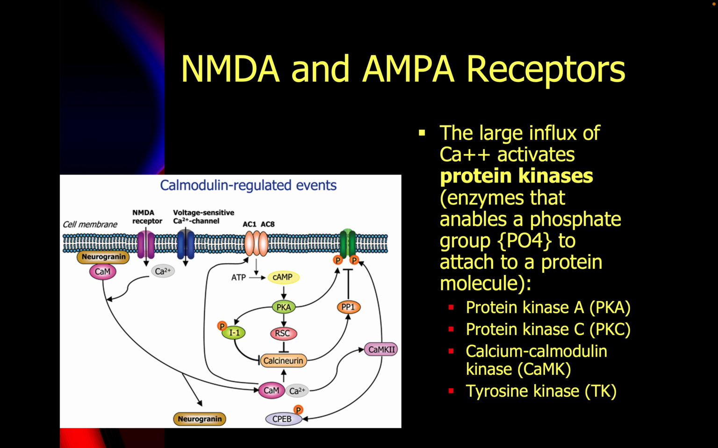The large influx of calcium activates protein kinases, enzymes that enable a phosphate group, PO4, to attach to a protein molecule. Phosphate is PO4. Protein kinase A, PKA, protein kinase C, PKC, calcium calmodulin kinase, CaMK, and tyrosine kinase, TK.